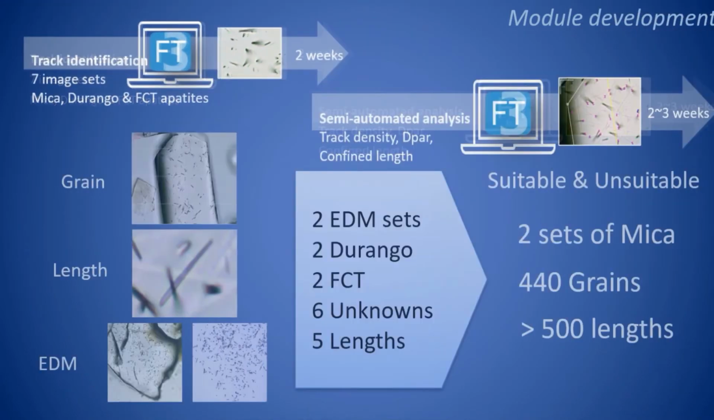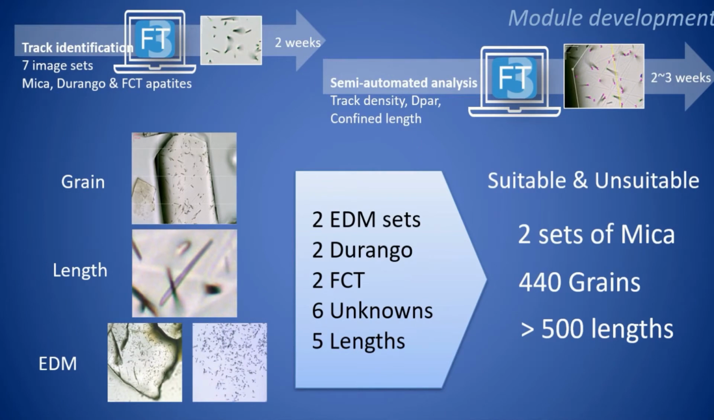With the digital training module, we have eliminated the equipment-involved steps and put together a package that contains a wealth of images. By including a mixture of suitable and unsuitable grains, grain selection can be executed even without access to a microscope and sample mount. We include 2 sets of mica and over 400 grains, and the images potentially contain over 500 measurable confined track lenses for trainees to practice.